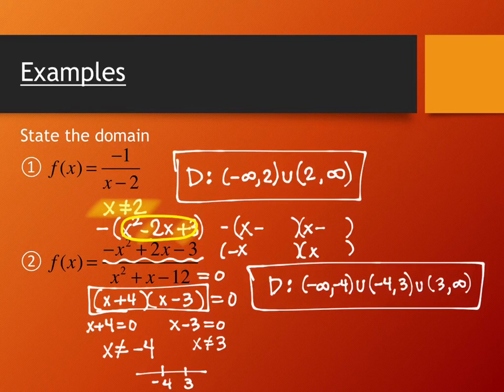Okay, so we're going to stop here because vertical asymptotes are pretty straightforward. I know it was weird because you're looking for factors, but horizontal asymptotes are a little more complicated, so we'll pick up there next time.